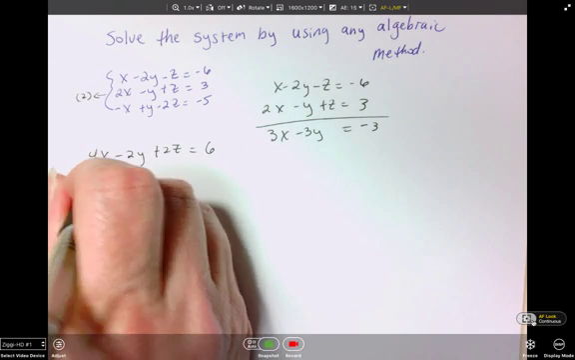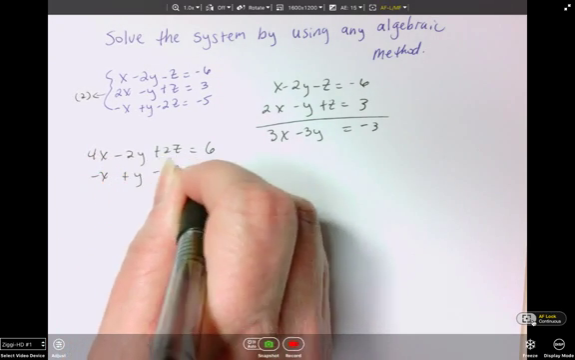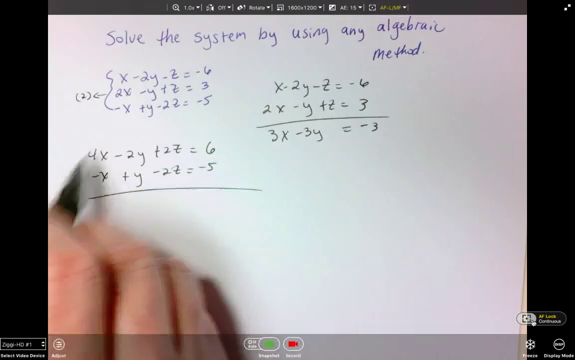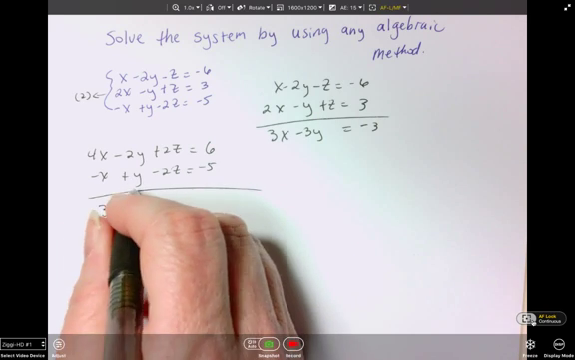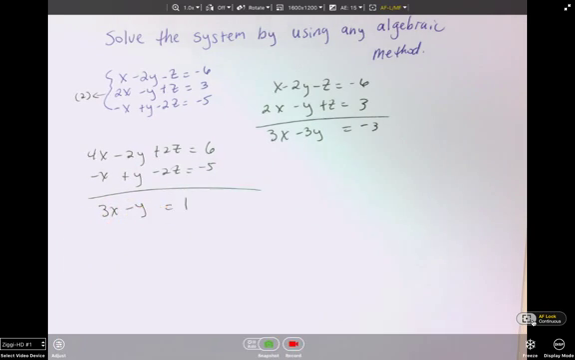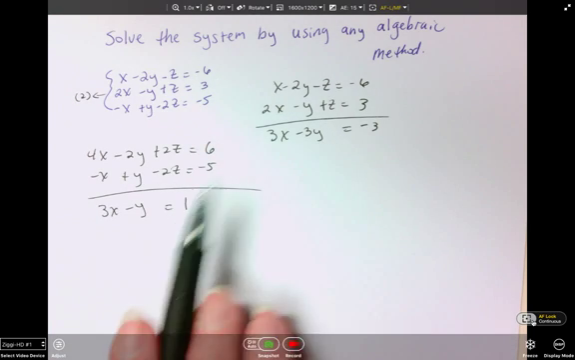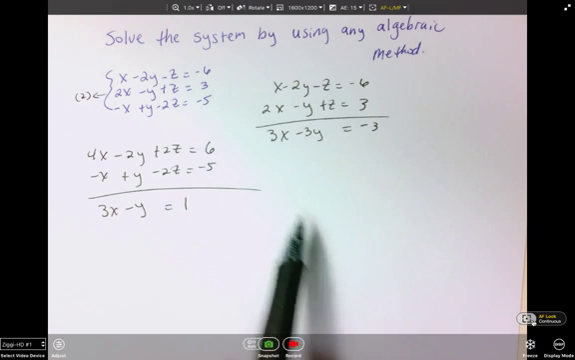And then I'm going to bring this one on down. So I've got negative x plus y minus 2z is equal to negative 5. Well, 4x minus x will get me 3x. Negative 2y plus y will get me negative y. My z's cancel, and I have a 1 over here. So now I have this equation and this equation that I can use to eliminate another variable.